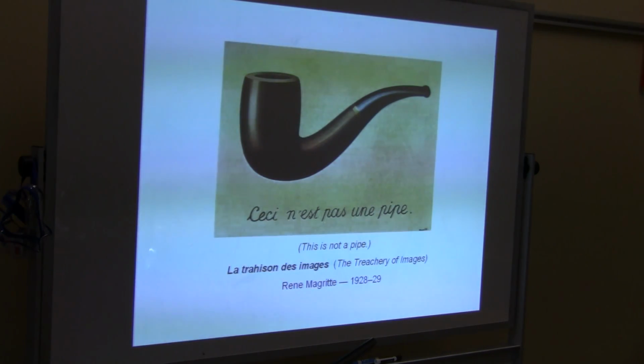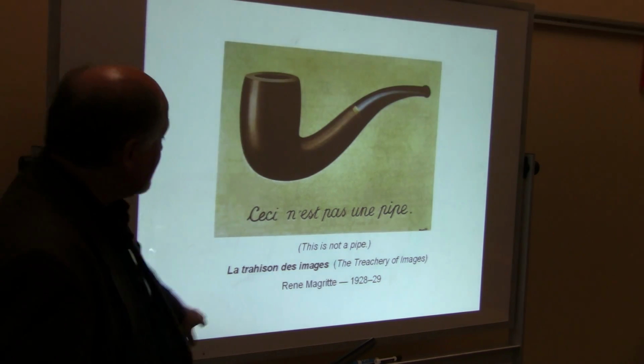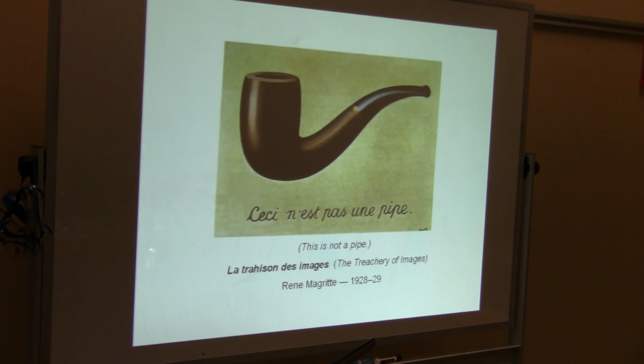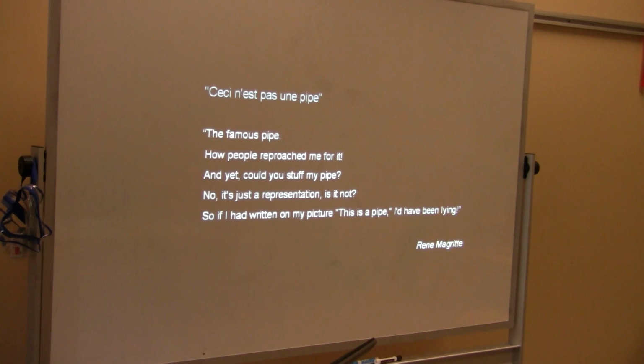René Magritte, in 1928 and 29, painted this painting, and you don't want to hear my French, but the translation in English is "This is not a pipe." It's written on the painting. The Treachery of Images is the title of the painting, but that's what it says. This is not a pipe. And he comes back later and says, the famous pipe, how people reproached me for it, and yet could you stuff my pipe? No, it's just a representation, is it not? So if I had written on my picture, this is a pipe, I'd have been lying.